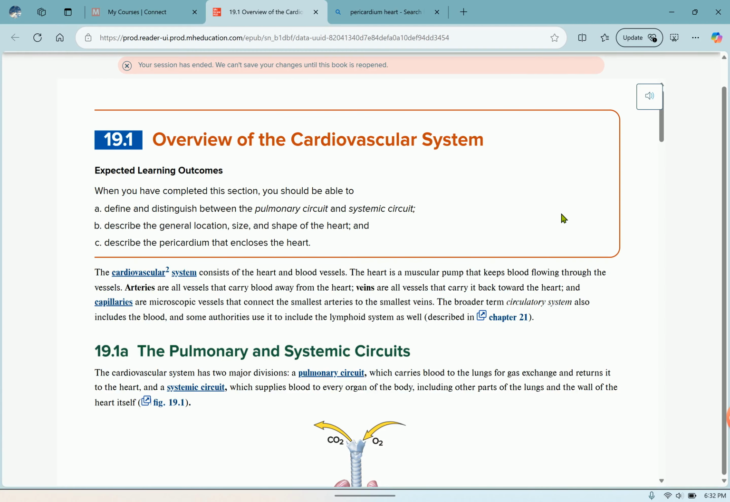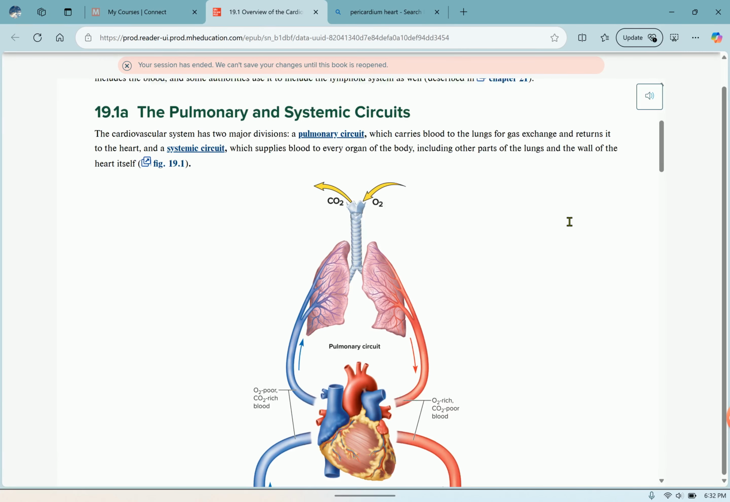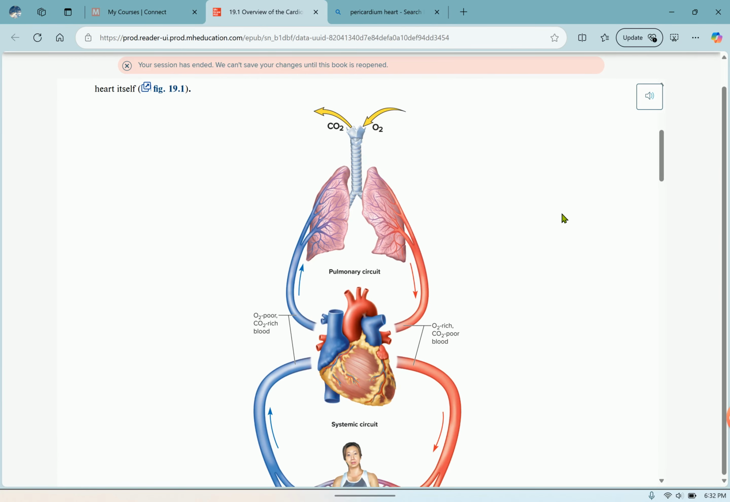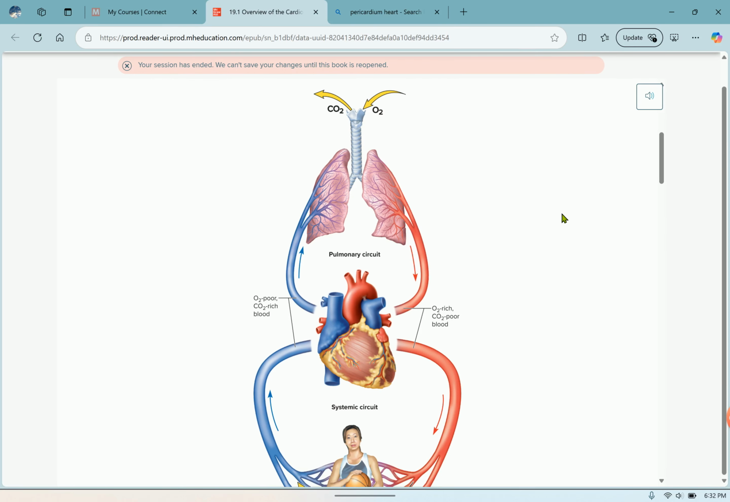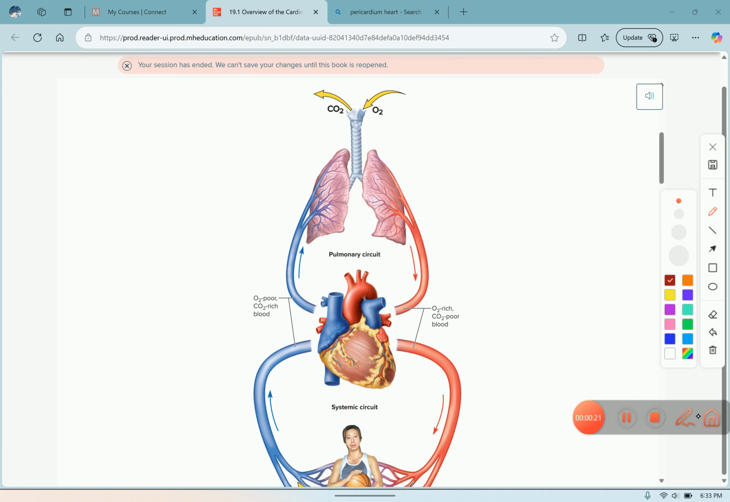We're going to be going over the cardiovascular system. In this first slide, it's showing the difference between pulmonary and systemic circulation. Essentially, we have the heart, and the heart is going to pump blood to the body. Okay, that's called systemic circulation.